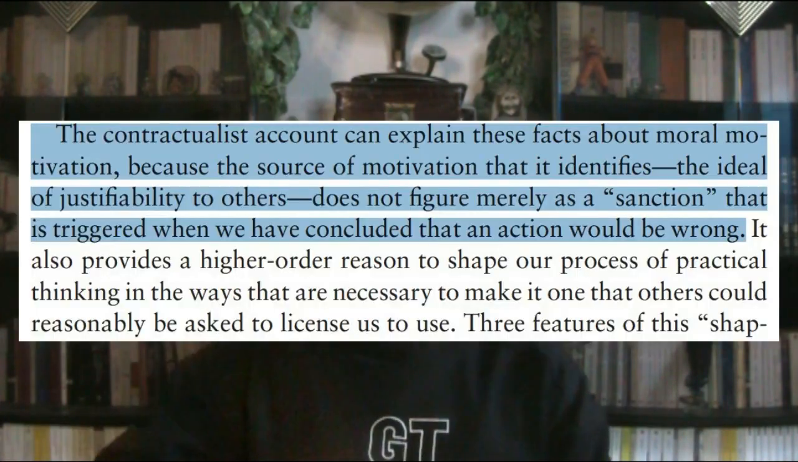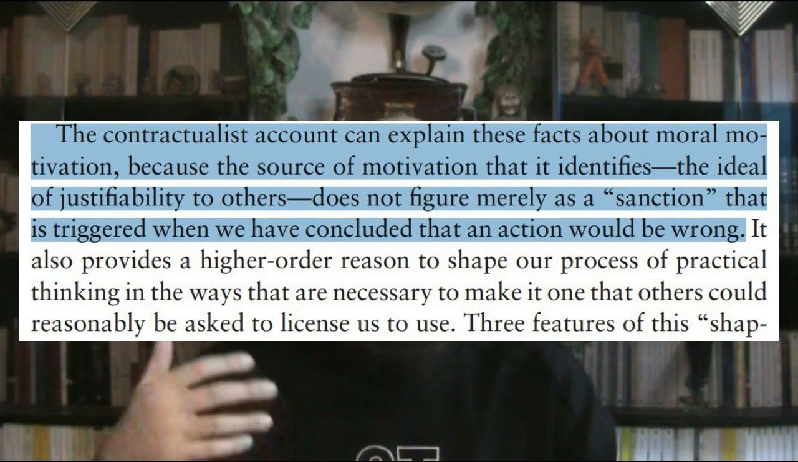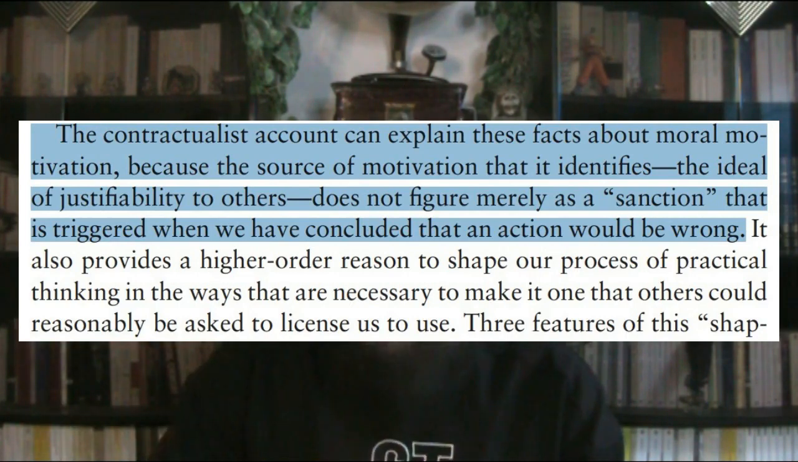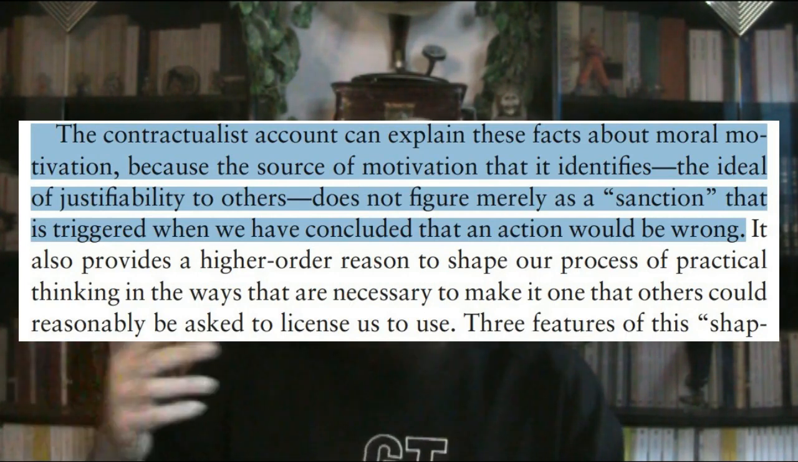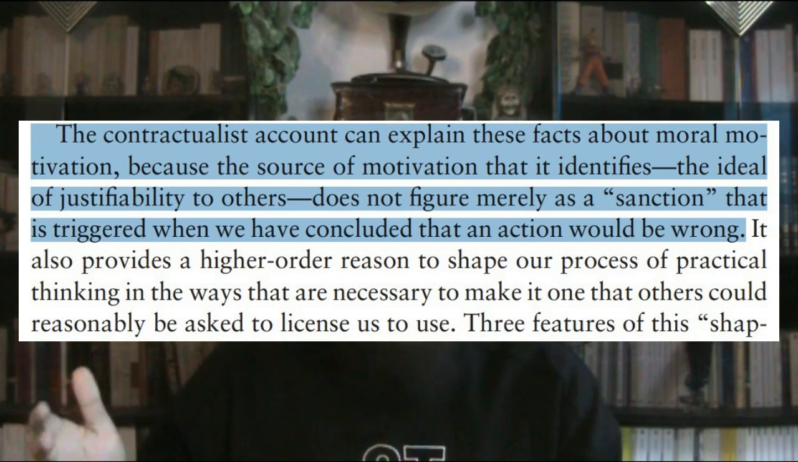As Scanlon writes, the contractualist account can explain these facts about moral motivation because the source of motivation that it identifies, the ideal of justifiability to others, does not figure merely as a sanction that is triggered when we have concluded that an action would be wrong. So the second reason the contractualist account is better is that it provides a higher order reason that shapes our practical reasoning. There are 3 features to this shape that Scanlon calls positive, negative, and dynamic.